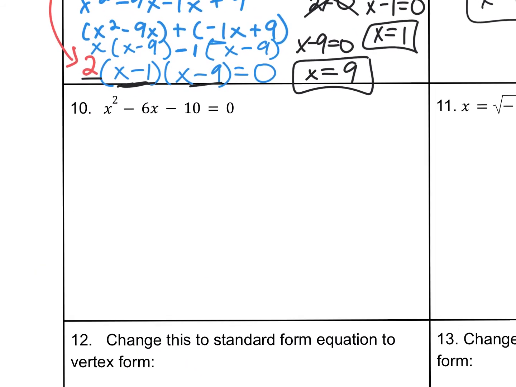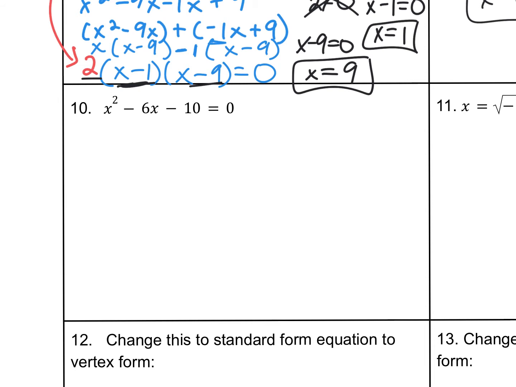Number 10, we would try the x method on this one. We put our negative 10 at the top, negative 6 at the bottom. We think, can we get 2 numbers that multiply to negative 10 that will add to negative 6? And we will sit here and think about it all day if we have to, because it's not going to work, which means I need to do quadratic formula. So, not a hard process.